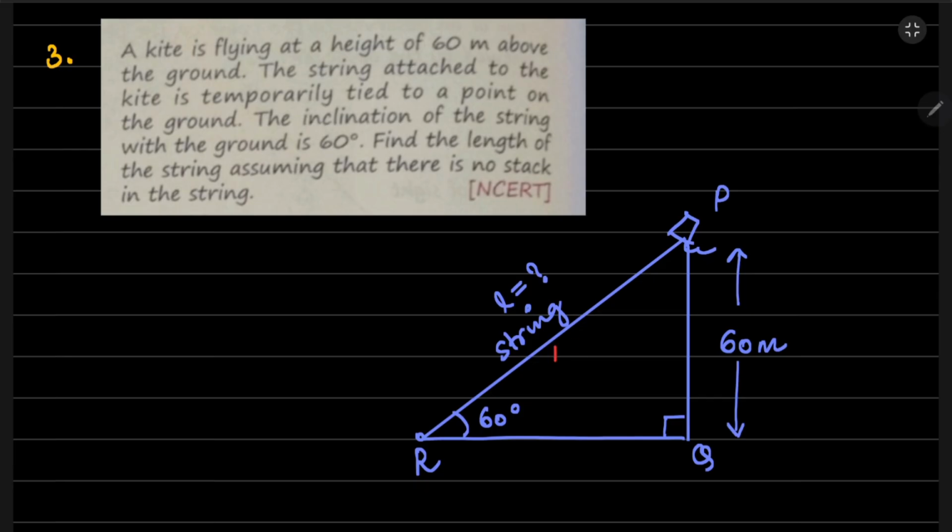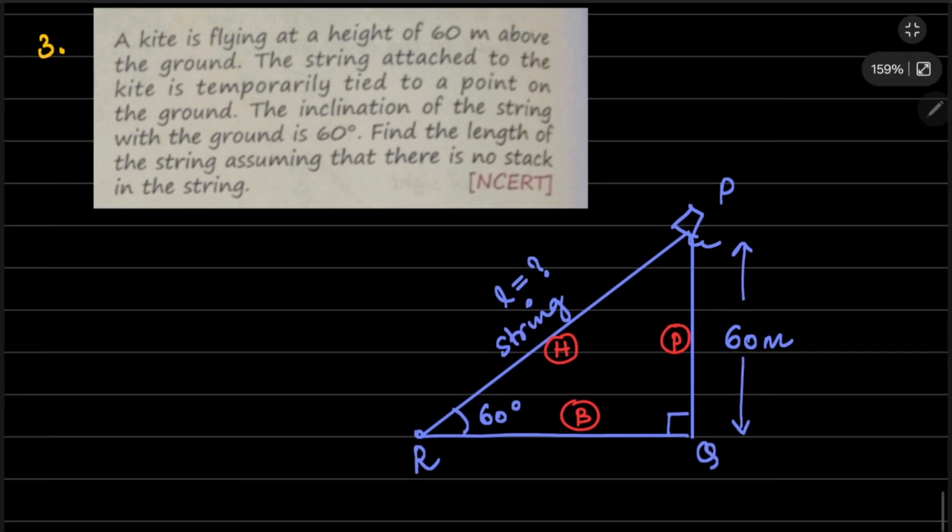So just let's go ahead and write our hypotenuse. This is our perpendicular and this is our base. Now here, you are given the perpendicular. You are asked to find the hypotenuse. So P and H. Which trigonometric ratio is related to P and H? It is sine. Okay, sine of the angle. Sine theta is equal to P by H.